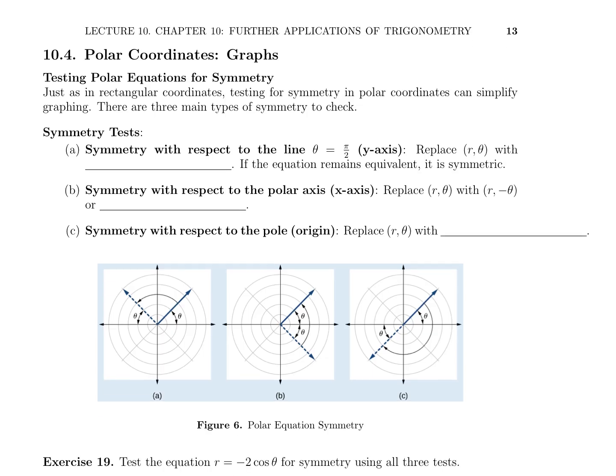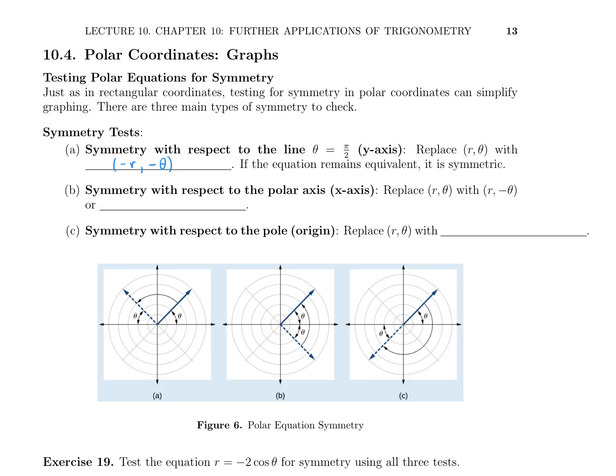If you're looking for symmetry about the y-axis, which is also known as the theta equals pi over 2 line, then you're going to replace r comma theta with negative r comma negative theta. You simply replace the r with negative r and the theta with negative theta, and then you simplify the equation to see if you get the original equation back. If you do, then it's symmetric with respect to the theta equals pi over 2 line, which is also known as the y-axis.